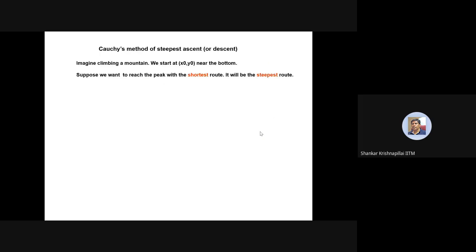So next we look at Cauchy's method of steepest ascent. We'll start this method and just look at the basics, and in tomorrow's class we can look at the derivations. This is a highly important method of optimization. Steepest ascent will give maximization, steepest descent will give minimization. But we look at maximization because that is easy to visualize.